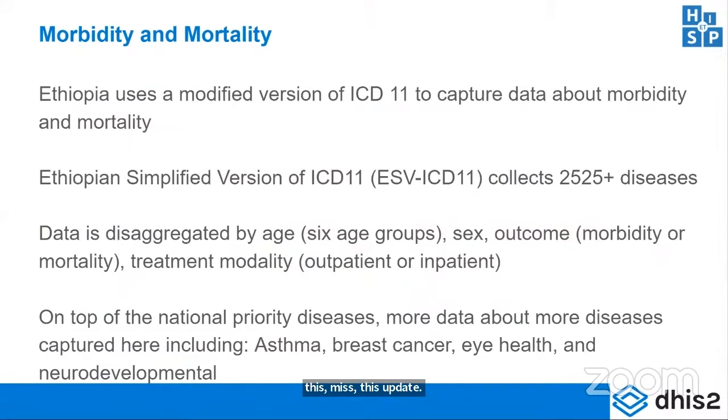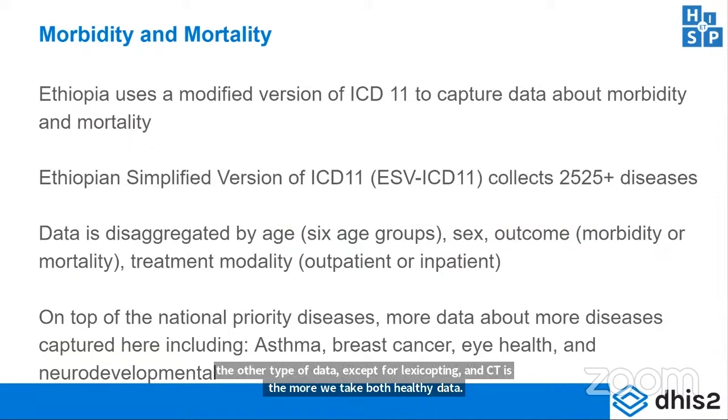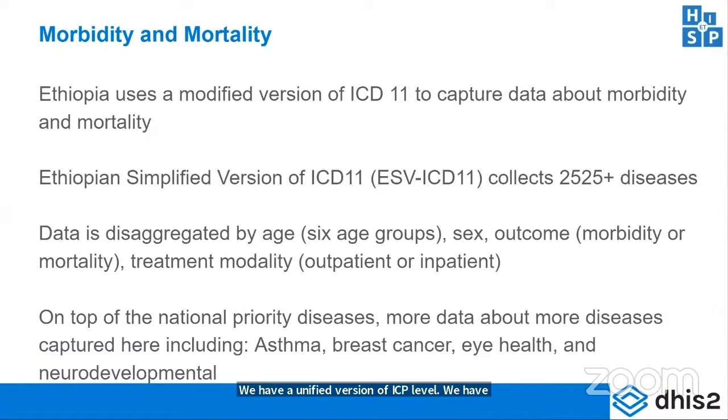The other type of data Ethiopia collects regarding NCD is the morbidity and mortality data. We have a unified version of ICD-11, which we have modified for the Ethiopian context. It collects data about both morbidity and mortality, covering 2,525 plus diseases. All the data here is disaggregated by age and sex. We have six age groups, plus sex, and there is the disaggregation of morbidity and mortality through attribute option combos. And we have treatment modality as well, where the service is given, whether it's a day case, at the outpatient clinic, or at the inpatient clinic.